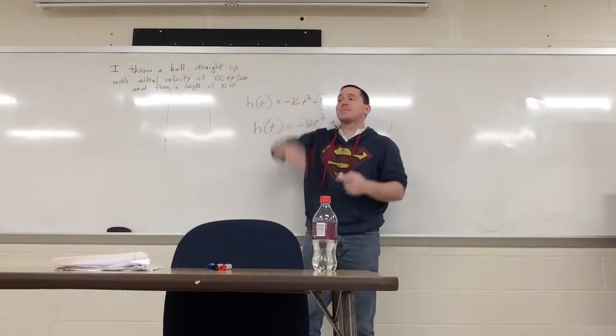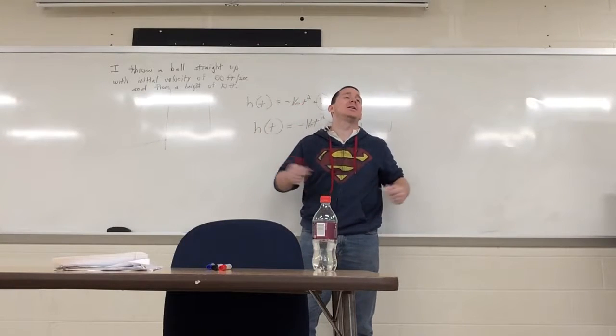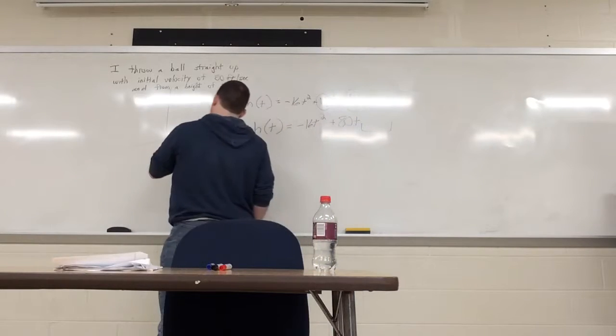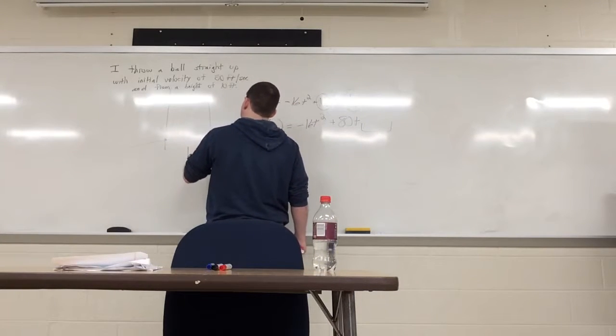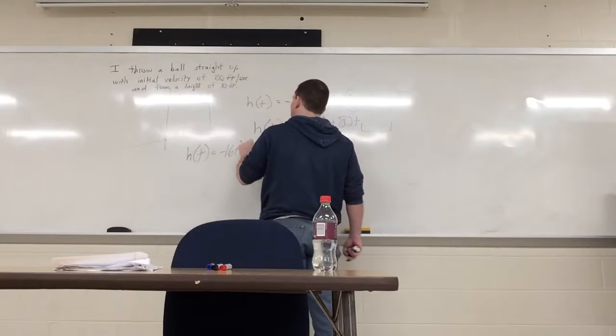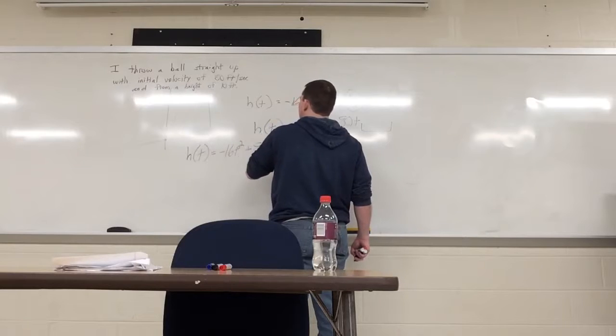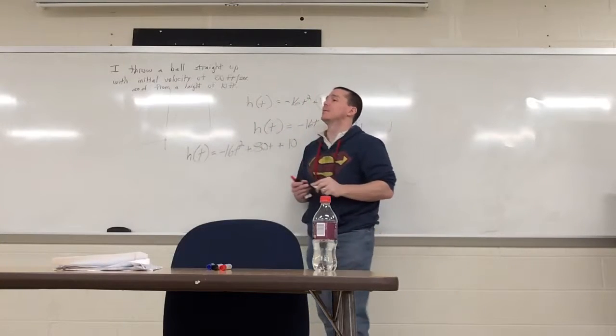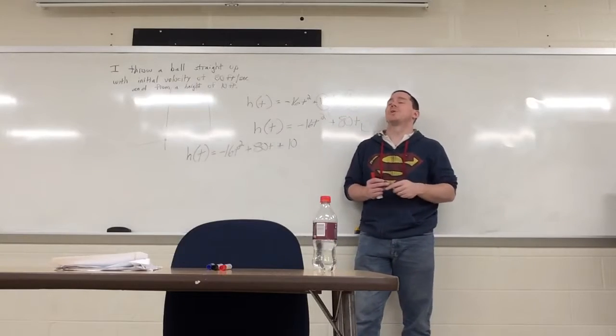You're throwing a ball straight up, straight down, so it's a projectile motion equation, and you can just plug in the variables, right? Okay, so you would get h of t equals negative 16 t squared plus initial velocity, which is 80 t, plus initial height, which is 10, and there's your equation. Pretty straightforward?